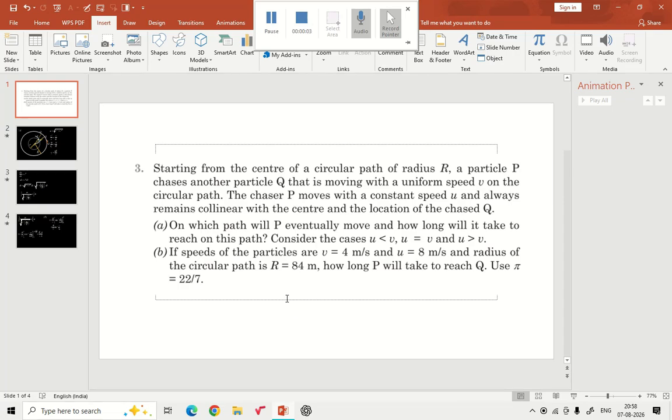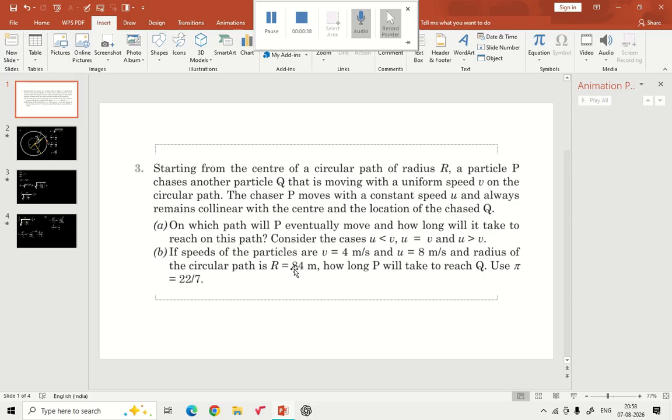This is question number 3, Pathfinder, kinematics, challenge your understanding. Starting from the center of a circular path of radius r, a particle P chases another particle Q that is moving with a constant, uniform speed v on the circular path. The chaser P moves with a constant speed u and always remains collinear with the center and the location of the chased Q. On which path will P eventually move and how long will it take to reach this path? So this is the first part.